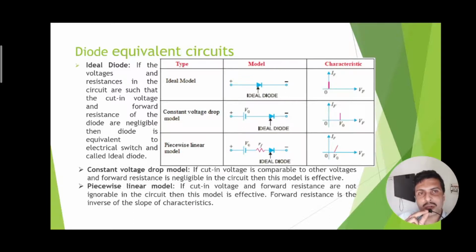For the piecewise linear model, a DC voltage source, a forward bias resistance, and the ideal diode, which is the symbolic representation of the ideal diode used as a switch, are all present here. So the cut-in voltage and forward resistance, the two important parameters of the diode, are both shown here. The only difference from the practical diode is that the small red line shown in the characteristics of the piecewise linear model is a straight line.